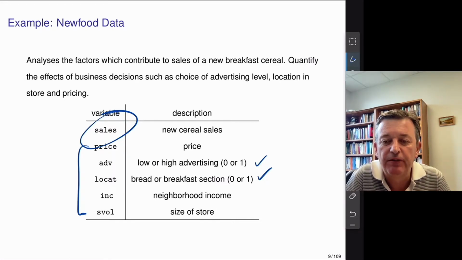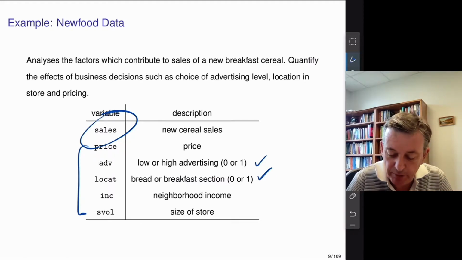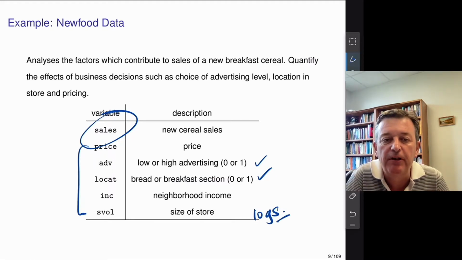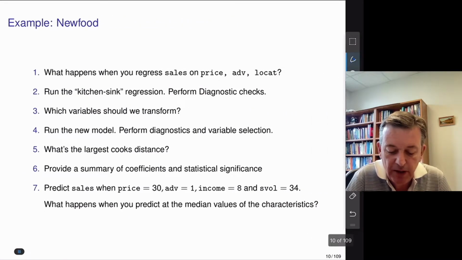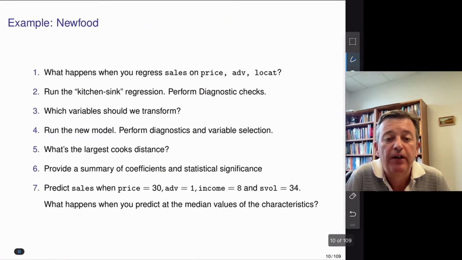A dummy variable is just a variable that's switched on or off, a 0 or a 1, essentially giving you two different groups. So you would not take logs of dummy variables, but all the other variables you would think of taking logs. Remember, that's logs to the base e. Okay, so the whole goal is, can I predict sales? So here's a bunch of questions that you might want to look at.